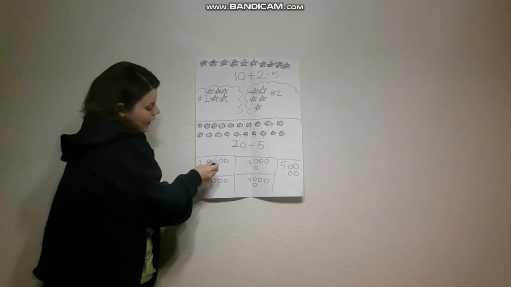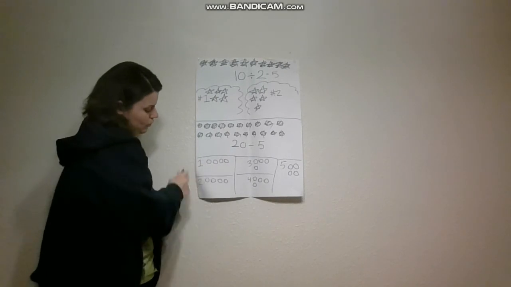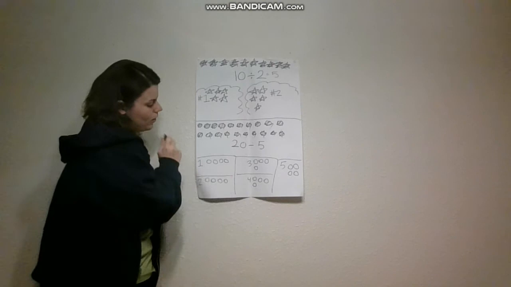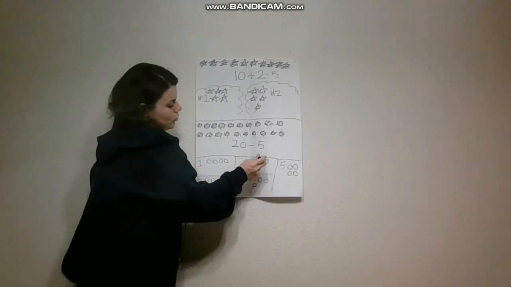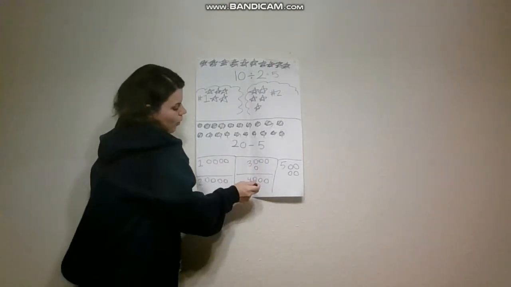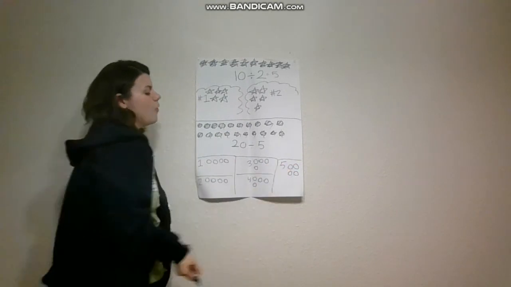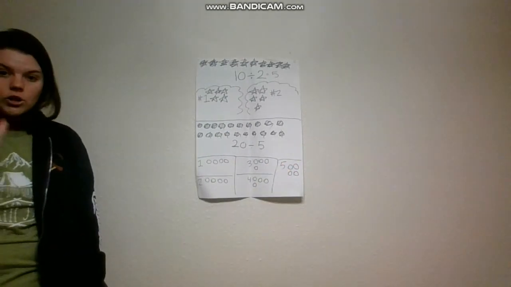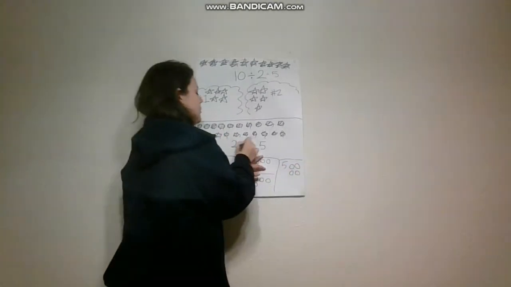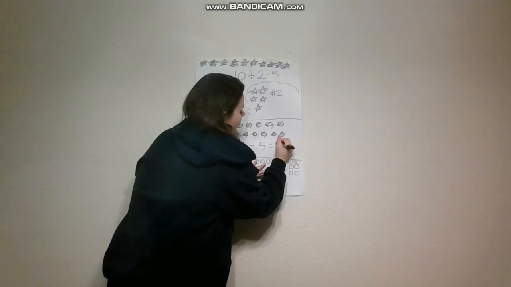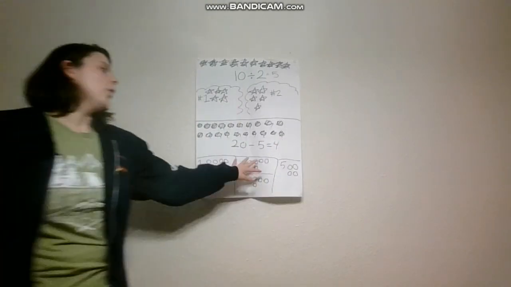So group 1 has 1, 2, 3, 4. Group 2 has 1, 2, 3, 4. Group 3 has 1, 2, 3, 4. Group 4, 1, 2, 3, 4. Group 5, 1, 2, 3, 4. They all have 4 circles inside of them, which means 20 divided by 5 equals 4.